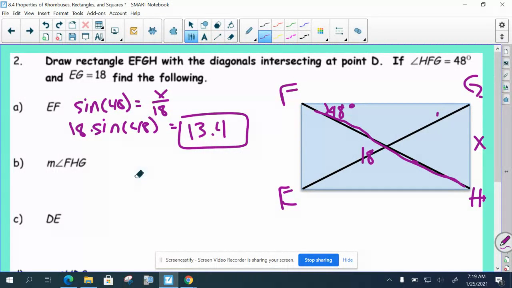Right, so the measure of angle FHG. Well, in that case, we've got alternate interior angles, so this would be 48, and then this would be the complementary angle to that, which would be 42. How about DE? The intersection point they said was D, so DE would be half of the whole diagonal, which would be 9.